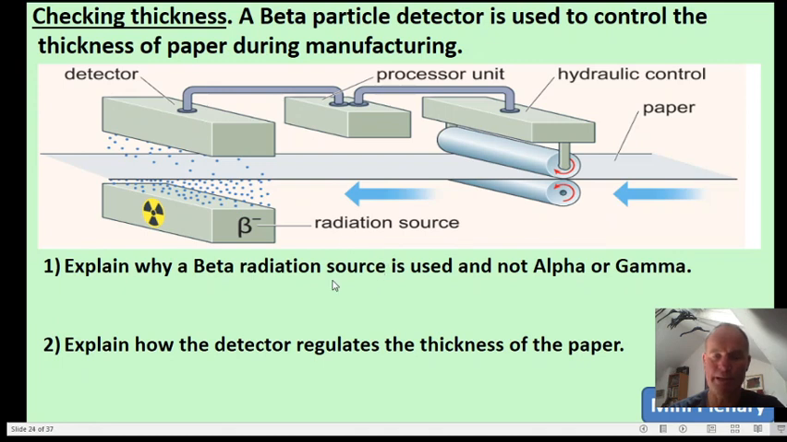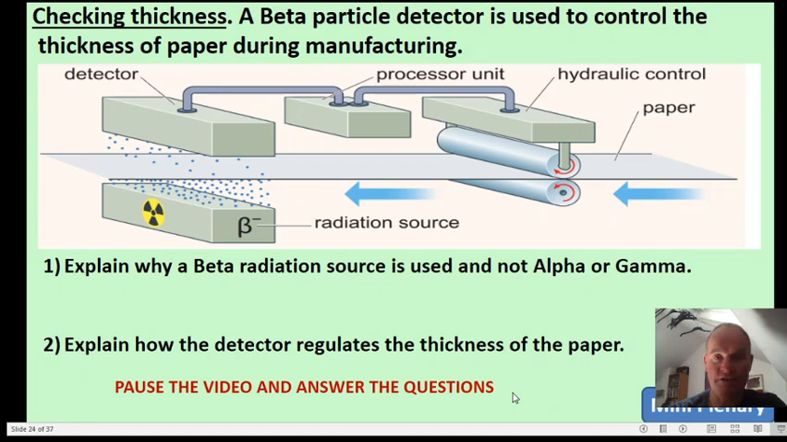Okay, so as I just said, here's an activity. This is a question that appears. Why a beta source is used, not alpha or gamma. Explain how the detector regulates the thickness of the paper. So again, pause the video, answer the questions, jot down your thoughts, and let's see what you got with a model answer in a minute.